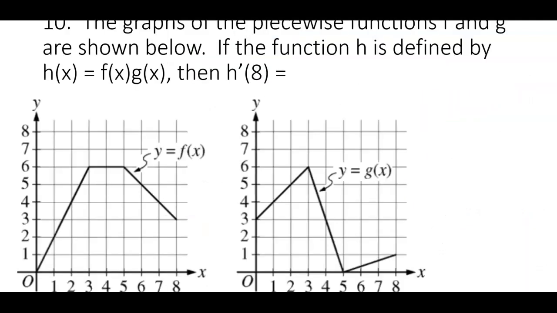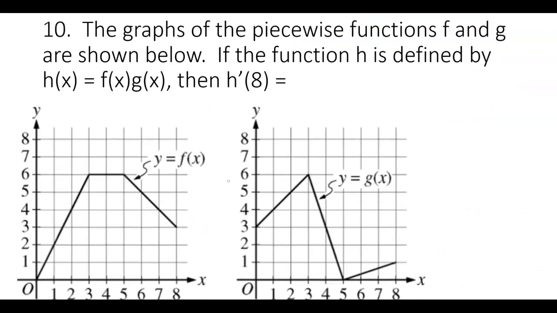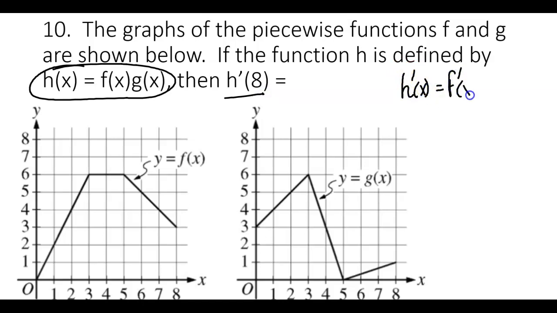Let's go ahead and take a look at one more here. So we've got two piecewise functions, f and g, and we've got another function here called h, which is the product of those two functions, and we want to find h prime of 8. Once again, the first thing we're going to do is find the derivative of h, which is a product rule. No surprise there. Been doing that all day today. And now we want to plug in the 8 that they give us.